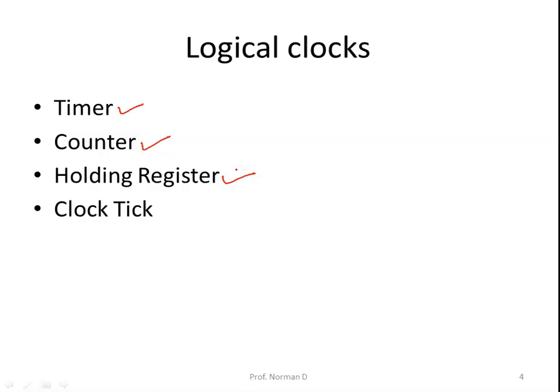Each oscillation of the crystal decrements the counter by 1. When the counter gets to 0, an interrupt is generated and the counter is reloaded from the holding register. In this way, it is possible to program a timer to generate an interrupt 60 times a second or at any other desired frequency. Each interrupt is called one clock tick.